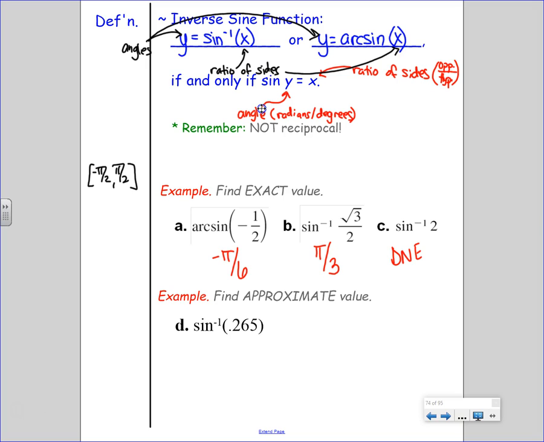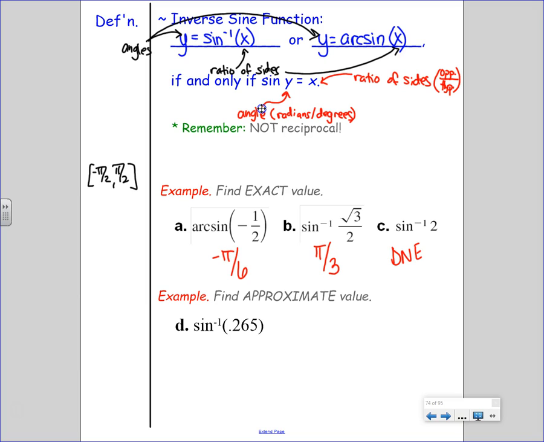It flips. And a quick reminder, sine inverse is not a reciprocal. It is not cosecant, which is why you were never allowed to use sine inverse to find cosecant. We always had to, in our calculators, do 1 divided by sine.